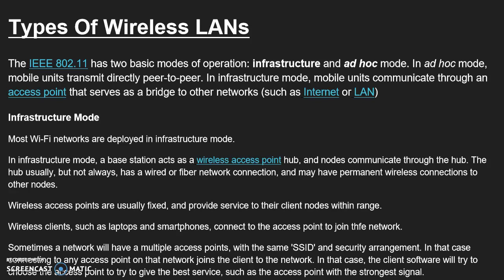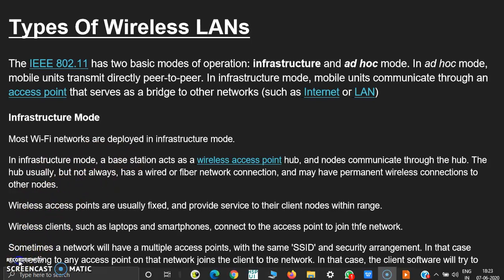As we can see, there are two basic modes of operation, infrastructure mode and ad hoc mode. In ad hoc mode, mobile units transmit directly peer-to-peer. This means that in this mode, if one node has to communicate with another node, it can do so with the help of other nodes, but it will not include any central node, which we will see is a major part of infrastructure mode. In infrastructure mode, mobile units need to communicate through an access point that serves as a bridge to other networks such as the internet.